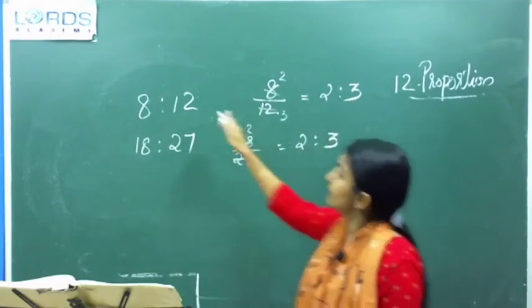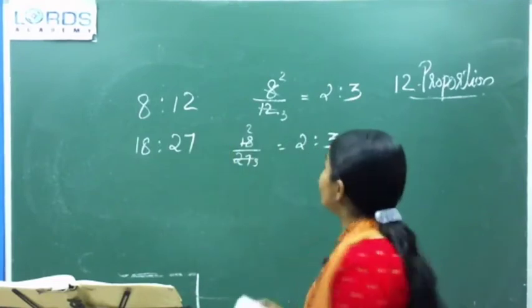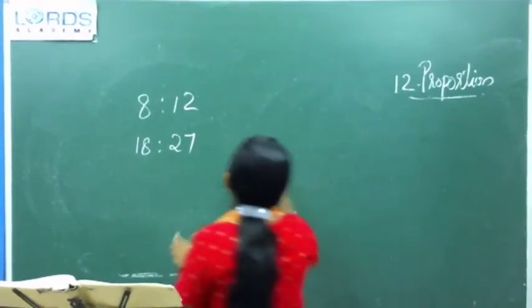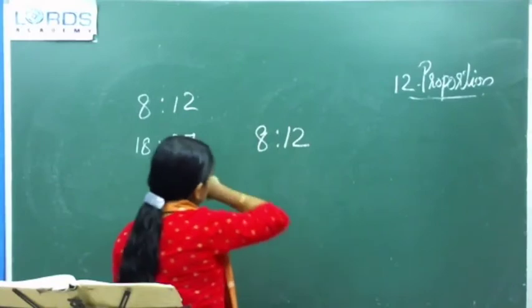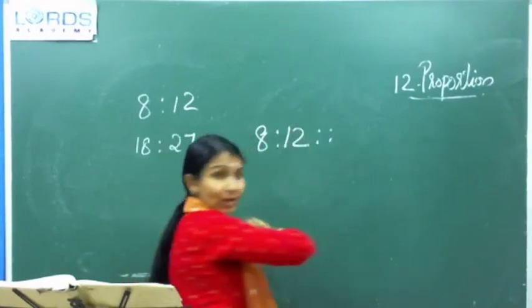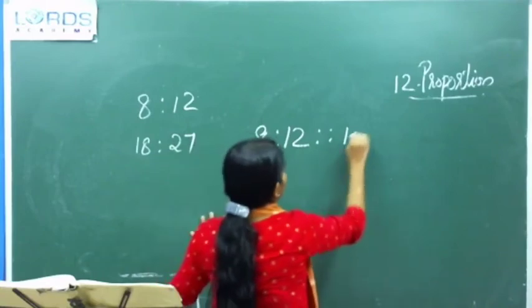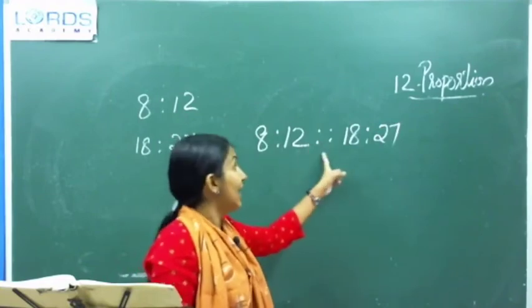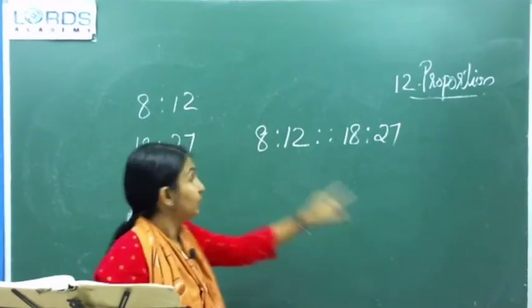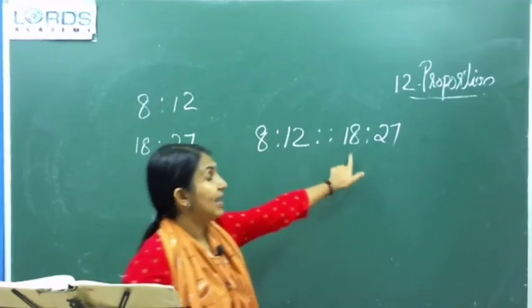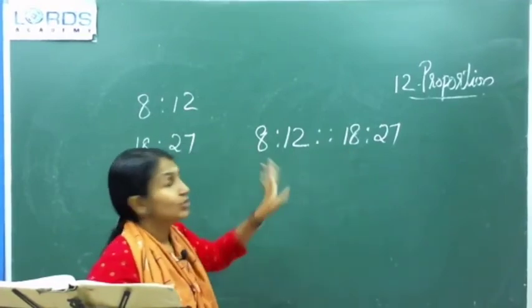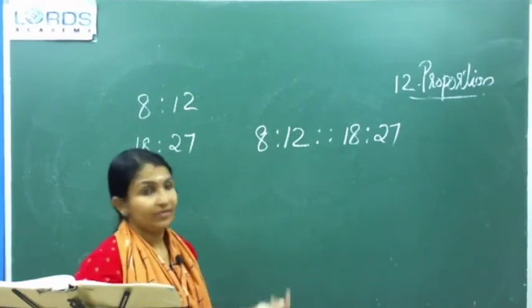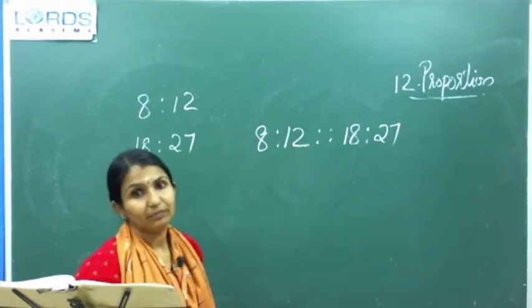Now we want to write these two ratios in proportion form. So how can we write it? We can write it as 8:12 and then two colons, and after that 18:27. We can read it as 8:12 as 18:27, or 8:12 proportion 18:27. So this is the form of proportion.